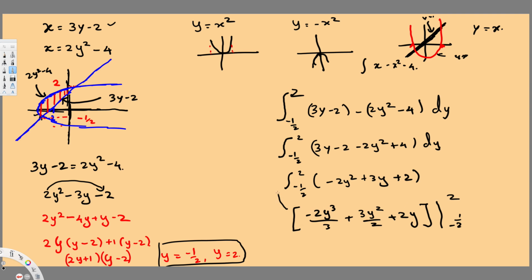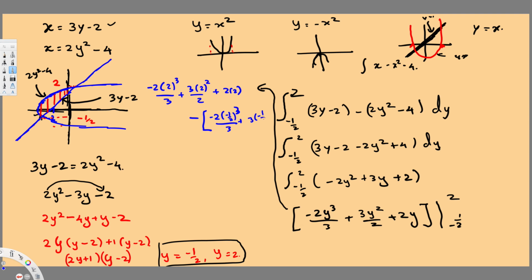So let's continue this one right here, right? I'll use a different color. Okay, here first we are going to apply 2. So this is going to be minus 2 times 2 cube over 3 plus 3 times 2 square over 2 plus 2 times 2, then minus, then we are going to apply negative half. So this is going to be minus 2 times negative half cube over 3 plus 3 times negative half square over 2 plus 2 times negative half, right?